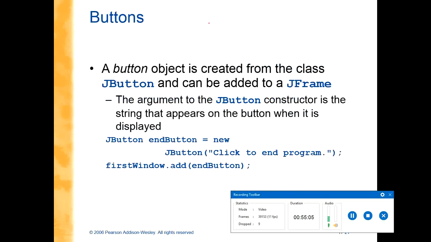Going ahead, a button object is created from the class JButton, as we have learned in the program, and can be added to the JFrame. The argument to the button constructor is a string that appears on the button when it is displayed. So in my program I created JButton b1 equals new JButton, and here I added some string text. Then we need to add it to the frame: the object of the frame dot add and the name of the object of the button class.